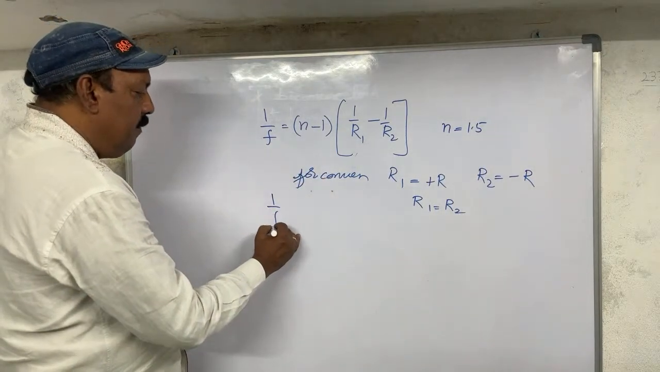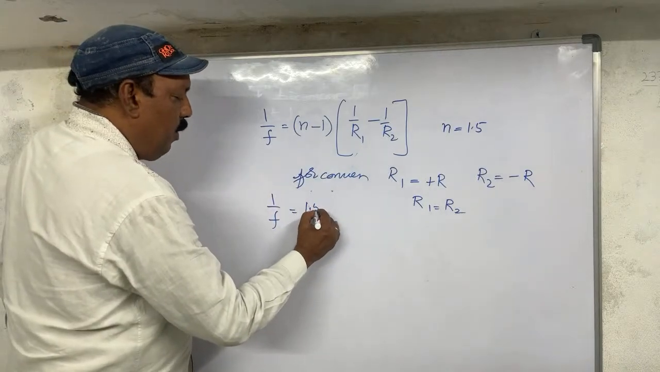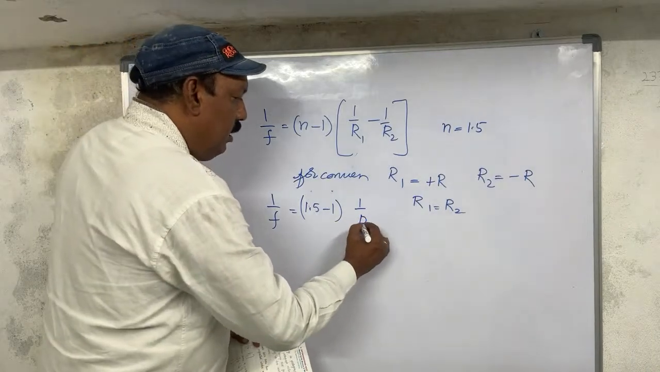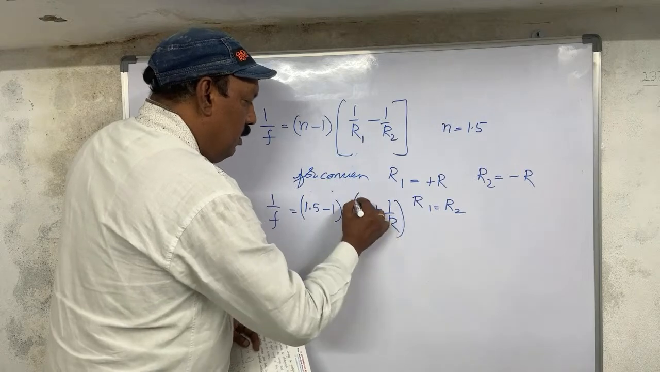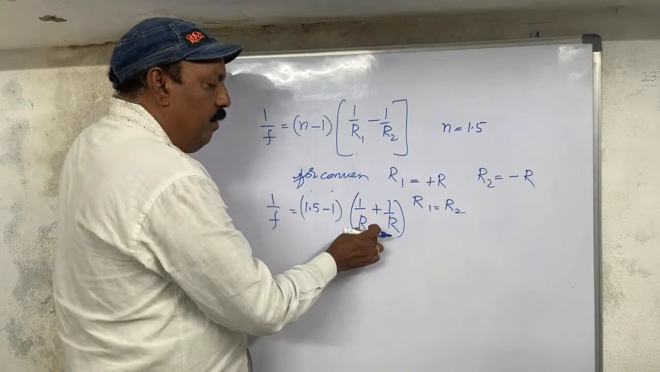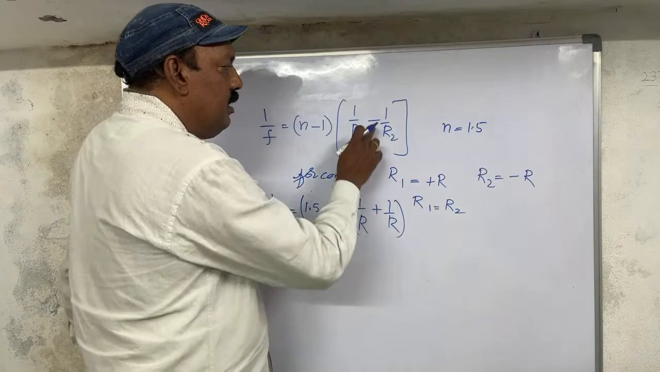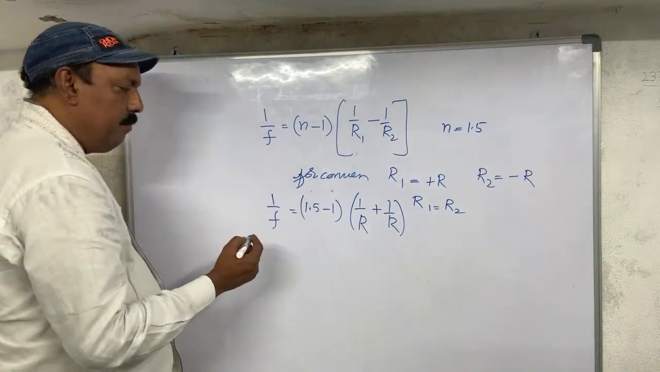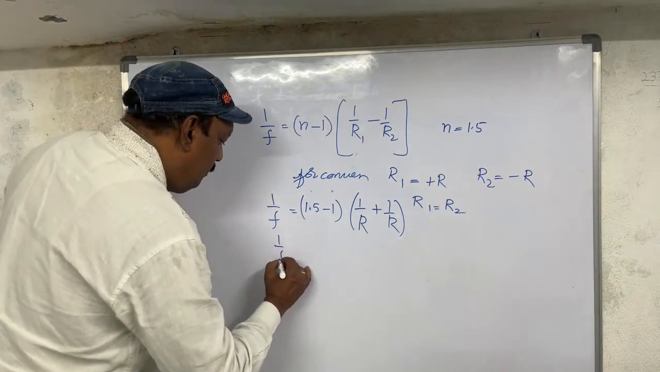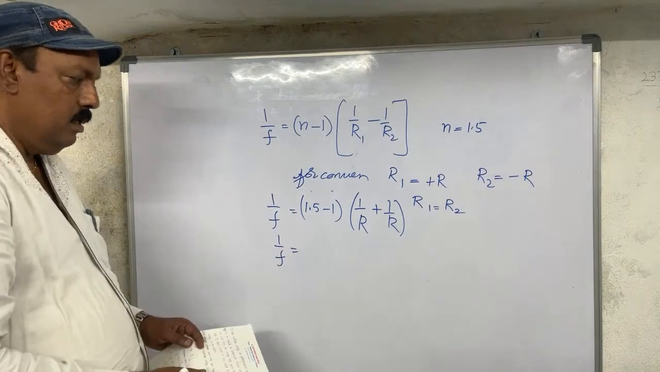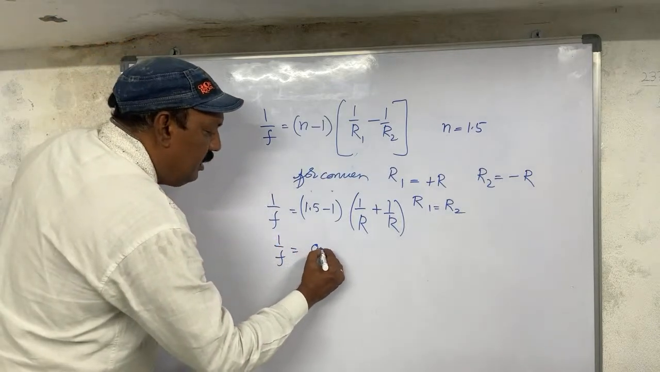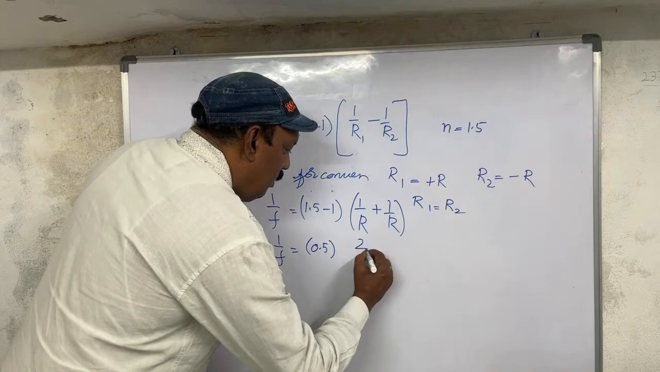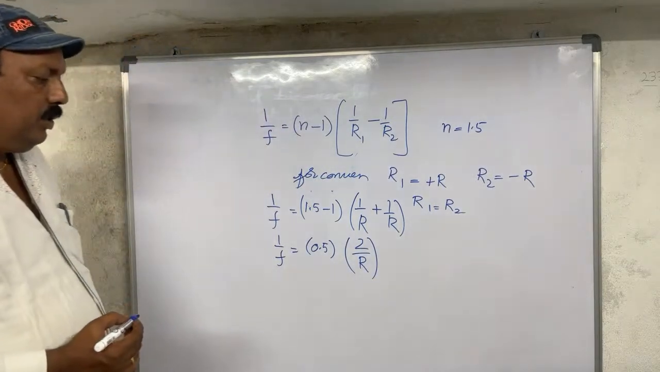In that formula, 1 by f is equal to, with refractive index 1.5, (1.5 minus 1) into (1 by r plus 1 by r). The reason is the first is a positive radius of curvature and the second is a negative radius of curvature, but in the formula negative into negative gives positive. The measurement of both radii of curvature is the same. Now 1.5 minus 1 gives 0.5, and after taking the LCM we get 2r.